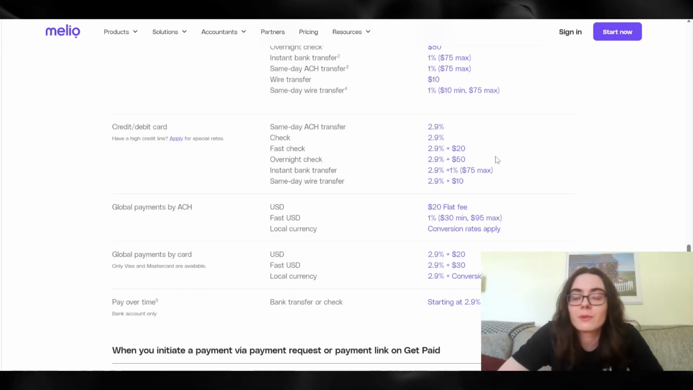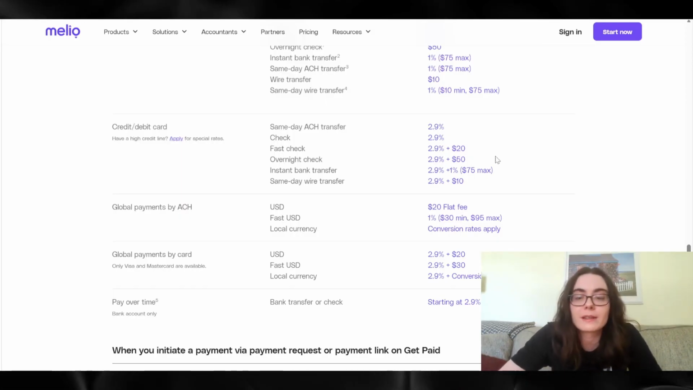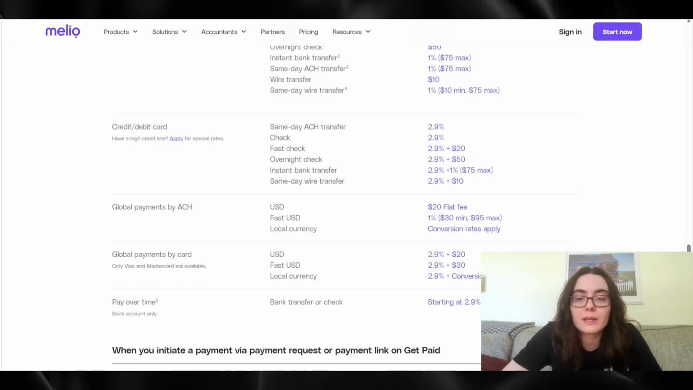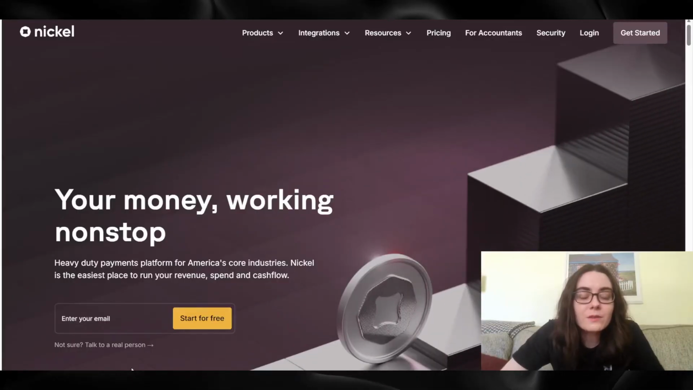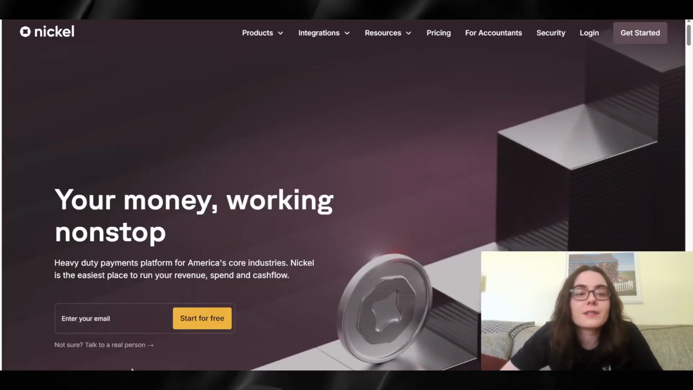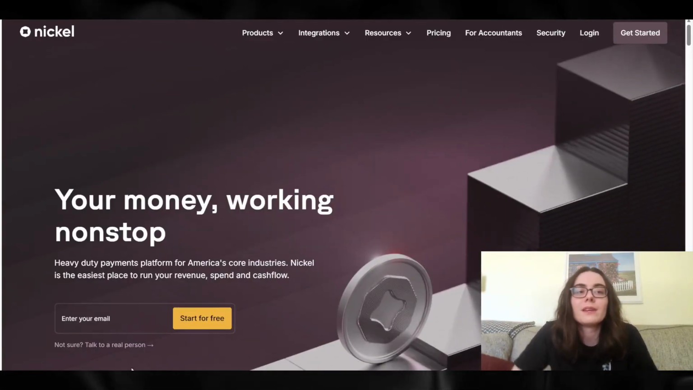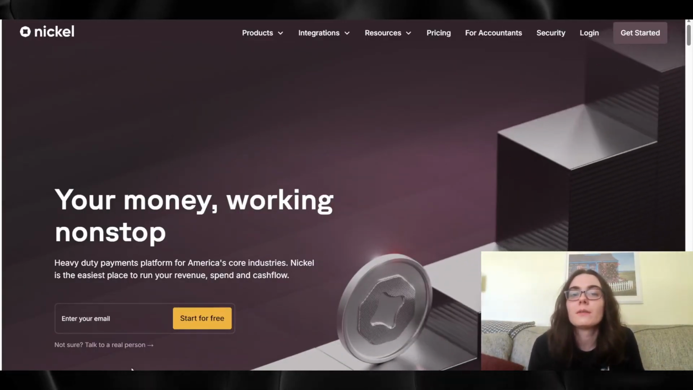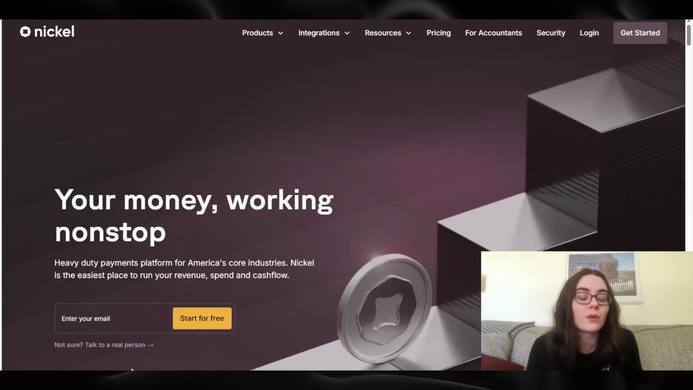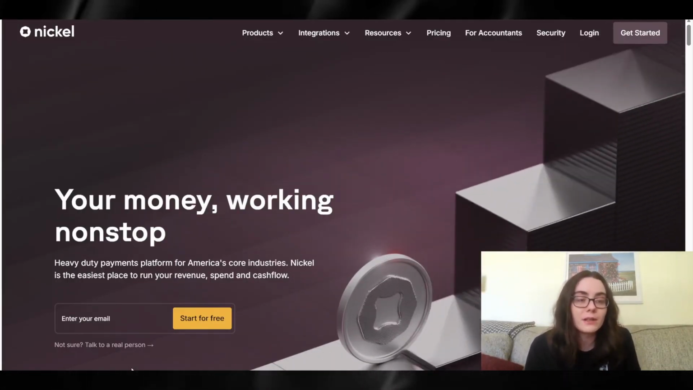You don't have a separate delivery method fee like you do with Plastiq. So that's a look at Melio. The next one I want to show you is Nickel. On the surface, this is pretty similar to Melio. It's a broader bill pay solution. It has more capabilities than Plastiq, although it still has that credit card workaround like Plastiq and Melio do.